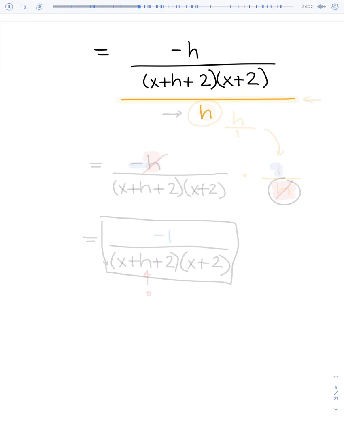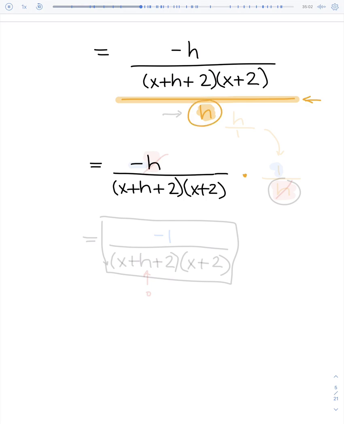Well, to kind of finalize this, I'm going to write this a little bit differently. Remembering that we're dividing by h, remember that dividing by something is the same thing as multiplying by its reciprocal. So I'm going to leave the first fraction on top alone, the negative h over x plus h plus 2 times x plus 2. That top fraction is going to stay the same. But remember that dividing by something, like we are here, is the same thing as multiplying by its reciprocal. What does reciprocal mean? Reciprocal means take it and flip it upside down.